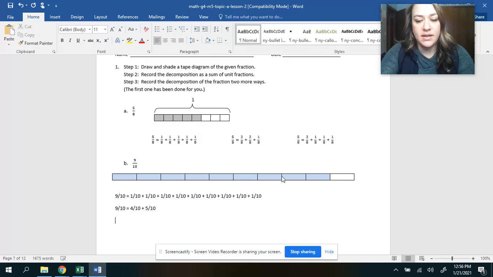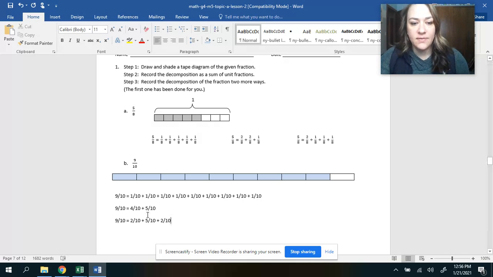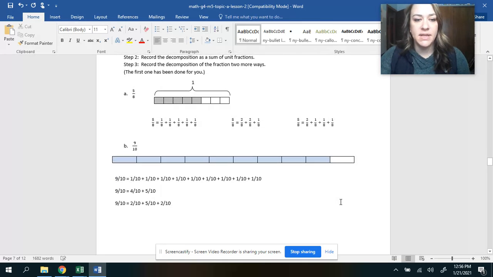We could also say that 9/10 is equal to 2/10 plus 5/10 plus 2/10. That gives us 7 plus 2/10. The larger the amount that you have, the more different ways you can decompose. So 2 plus 5 is 7, plus 2 more gives us that 9. So we have 9/10, and we showed it in our tape diagram.